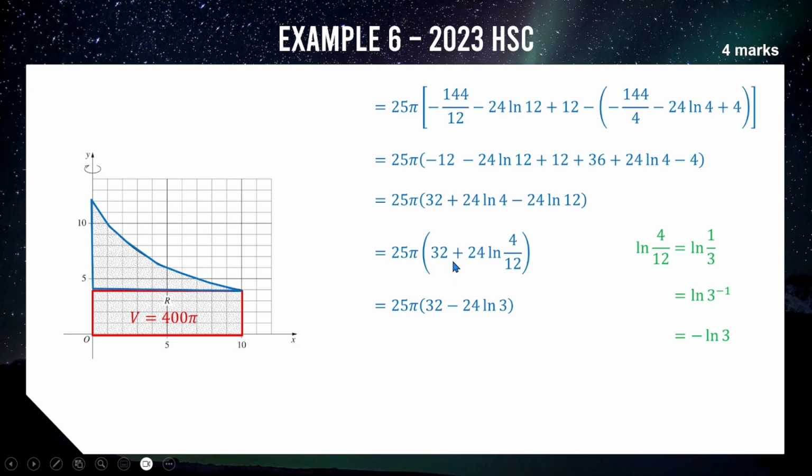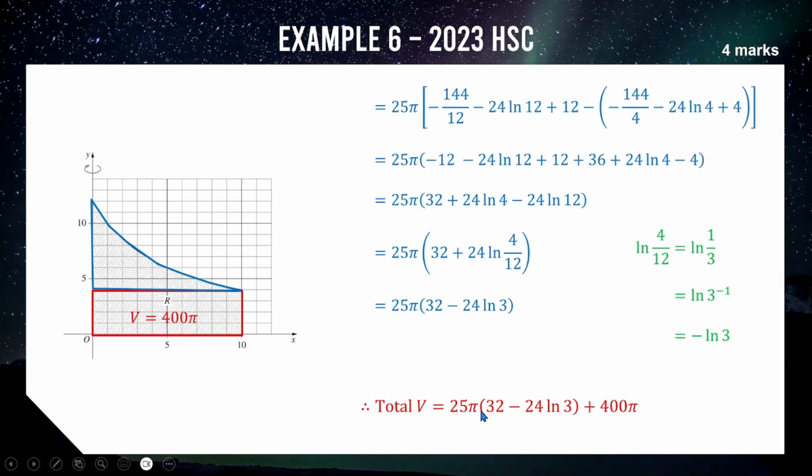We've got the 32 here, we've got the 25 pi out the front, and now this is our exact expression for the volume of the blue region wrapped around the y-axis. We're also including the cylinder, which we previously calculated was 400 pi. So if we add them all together, we get our total volume of this part plus 400 pi, and that is an exact expression for the correct volume.